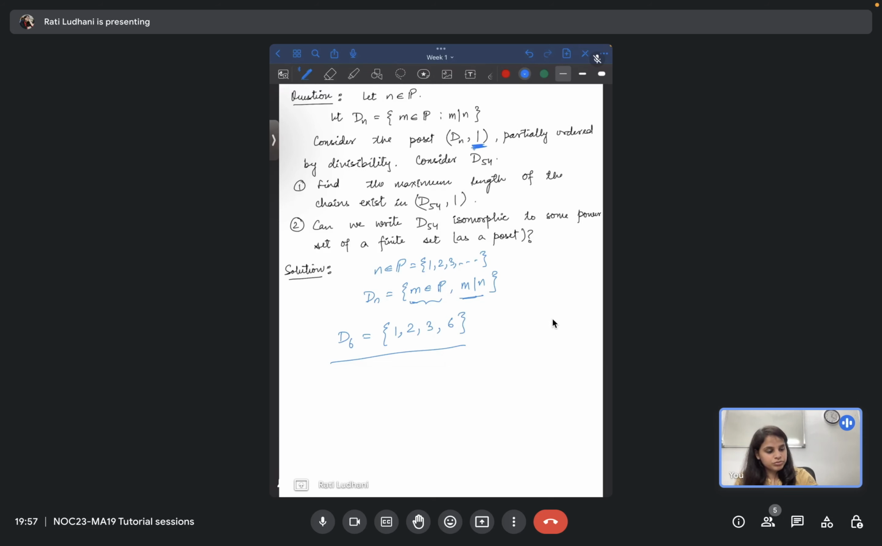Consider D54. So we are talking about 54 here, D54. So firstly, can you tell me what is D54? Can you tell me the numbers? So all the numbers which divide 54. So you can always start with 1. Now, can you tell me quickly? 2, 3.